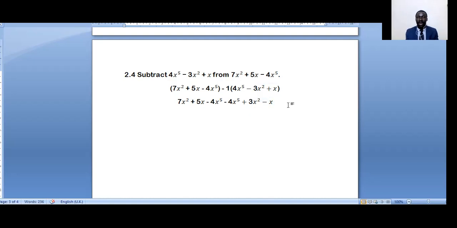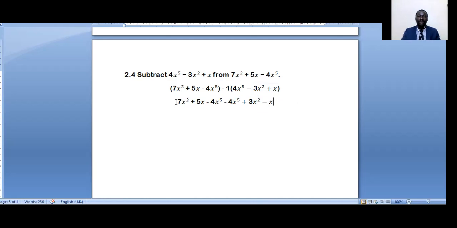Now that is where we have reached, okay? So the negative outside the bracket, which is this negative 1, has affected this 4, has affected this negative 3, and has also affected this plus 1. Now, what else is left? What is now left is for us to do the grouping, the collection of like terms.